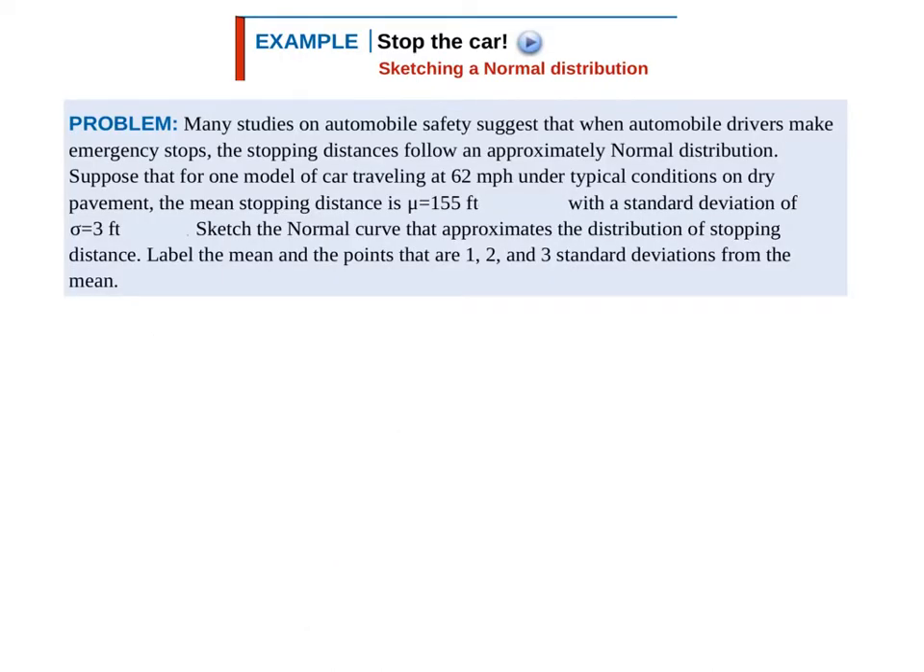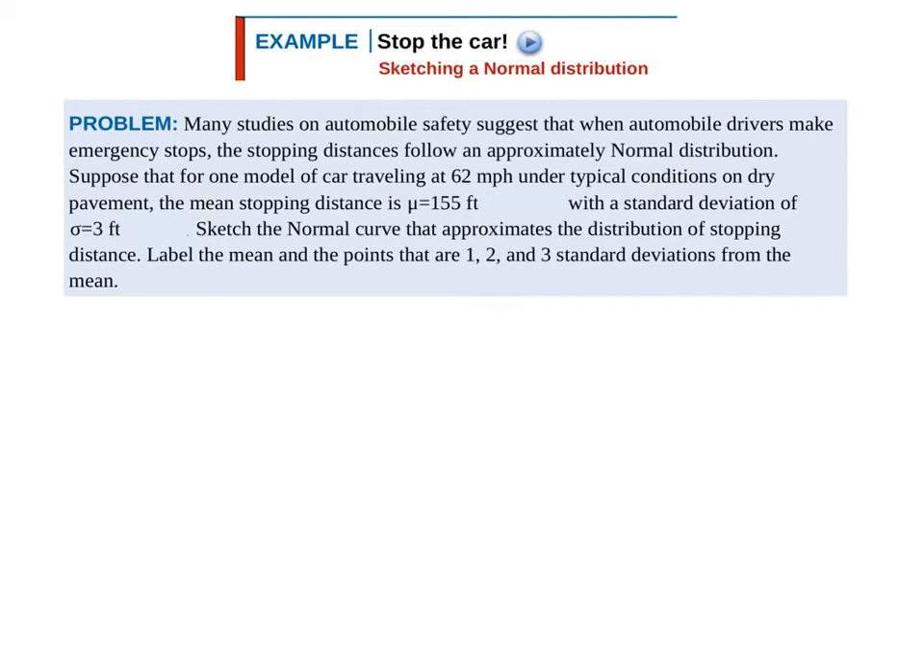So now let's practice sketching a normal distribution. This example is called Stop the Car. I'm sure you've screamed that at one point in your life. So the problem says, many studies on automobile safety suggest that when drivers make emergency stops, the stopping distance follows an approximate normal distribution. That's cool. Suppose that for one model of a car traveling precisely 62 miles an hour under typical conditions on dry pavement, the mean stopping distance, mean, our little mu, is 155 feet with a standard deviation of about 3 feet. So let's sketch the normal curve that approximates the distribution of stopping distance.